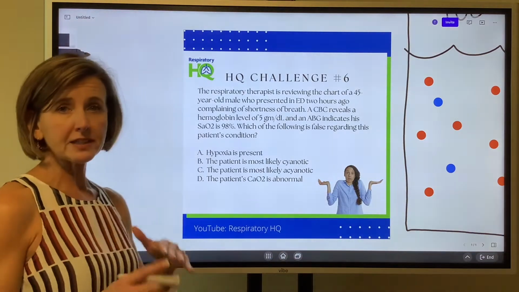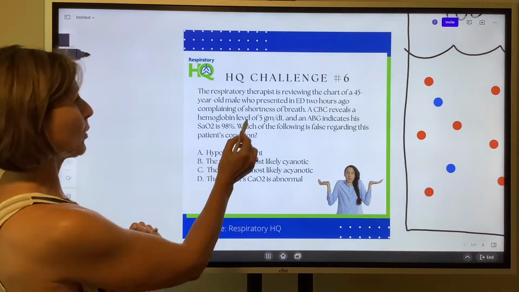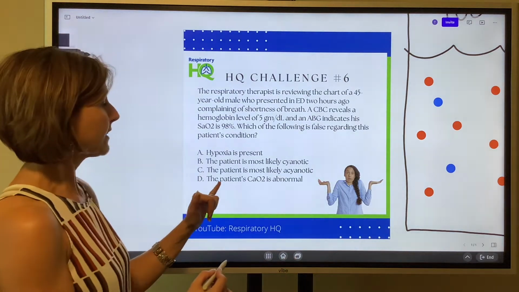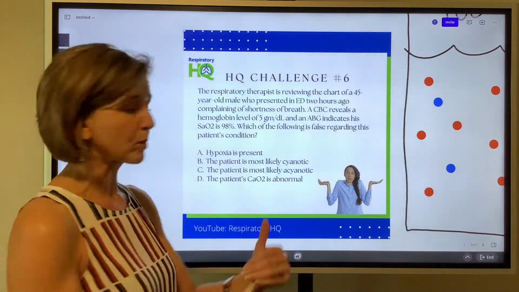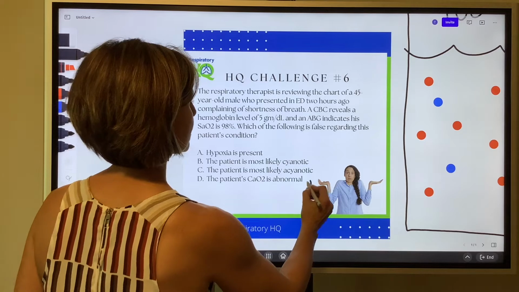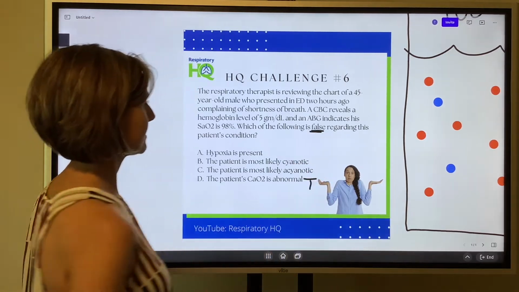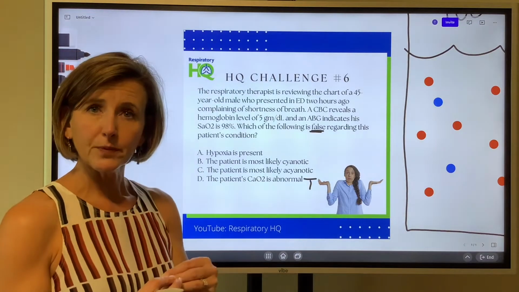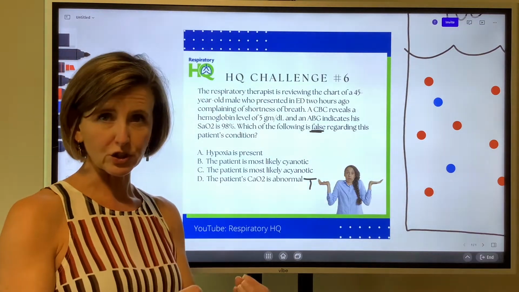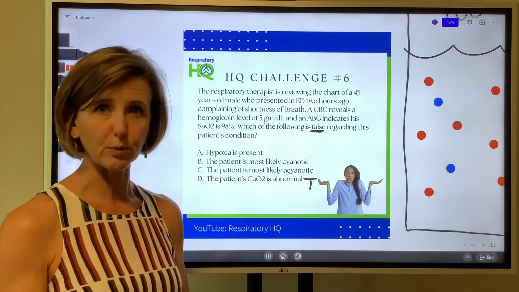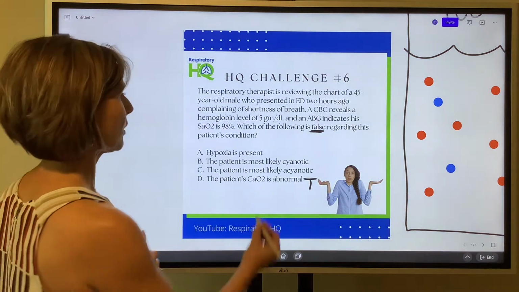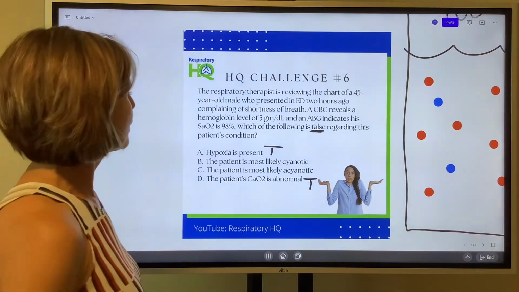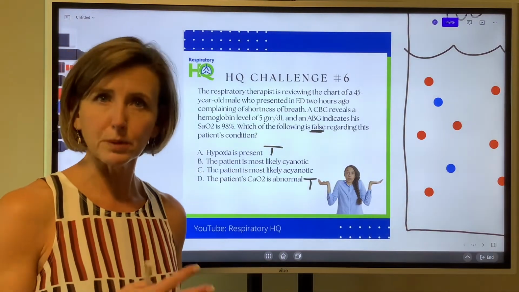So hypoxia is present because, number one, when we figure out O2 content and we calculate that formula, that O2 content is going to be abnormally low. So this is a true statement. We're looking for a false statement. All right, so it's going to be abnormally low, which means there's not enough oxygen in the blood for the tissues to pull from. Therefore, the tissues are going to be hypoxic. That's a true statement.